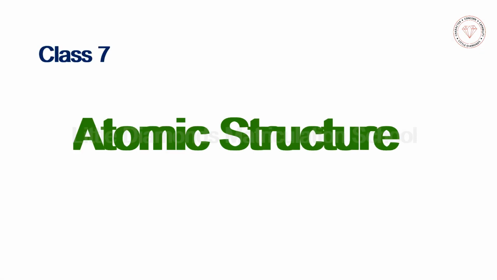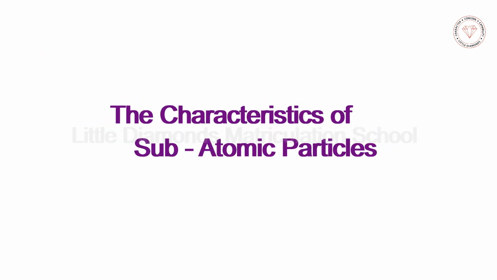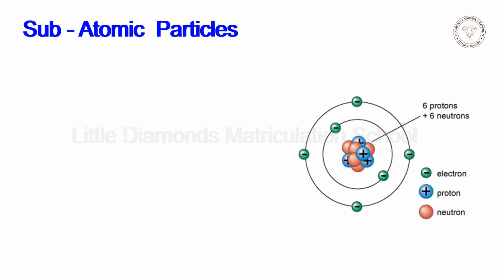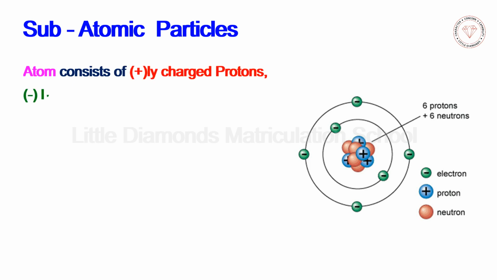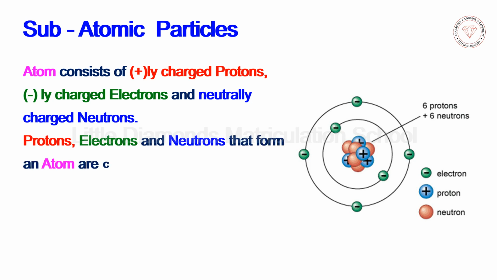Class 7 Atomic Structure. In this video, we shall learn about the characteristics of subatomic particles. Subatomic particles. The discoveries made by different scientists prove that atoms of all elements are made up of positively charged protons, negatively charged electrons, and neutrally charged neutrons. The protons, electrons, and neutrons that form an atom are called the subatomic particles.